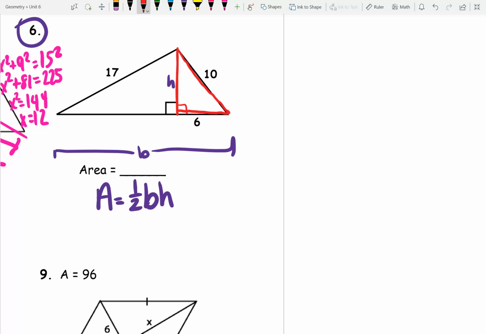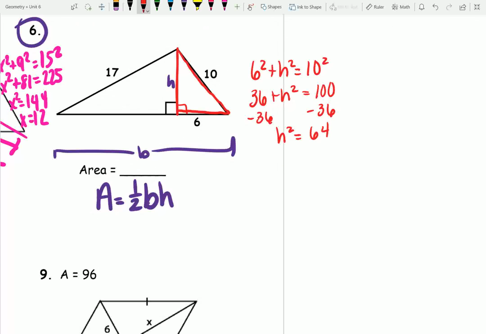In this red triangle, I have two of my three sides, so I can go ahead and use the Pythagorean Theorem to find my height. I'm going to do 6 squared plus h squared is equal to 10 squared, which is my hypotenuse. So a squared plus b squared equals c squared. That gives us 6 squared is 36, and 10 squared is 100. Now if I subtract 36 from both sides, I get h squared equals 64.